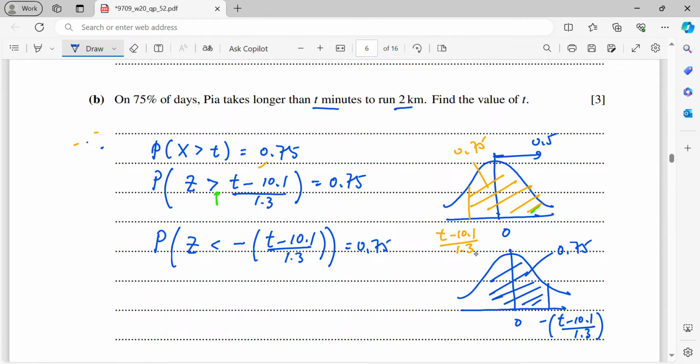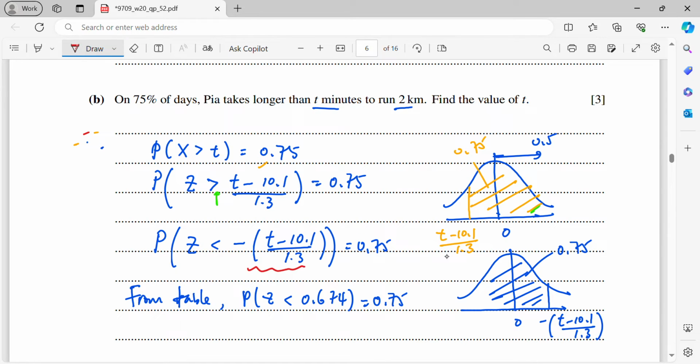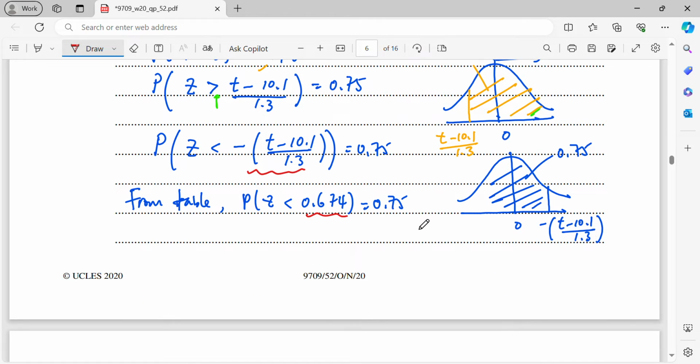Now, this 0.75 is available in the table. So now you just check the normal table. So from table, P(Z less than 0.674) equals 0.75. Then now you just compare. Okay, so negative value equals 0.674.